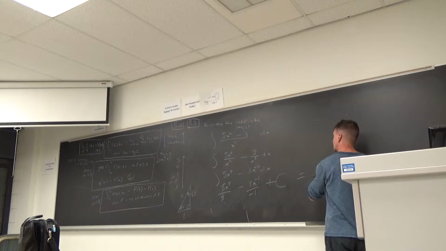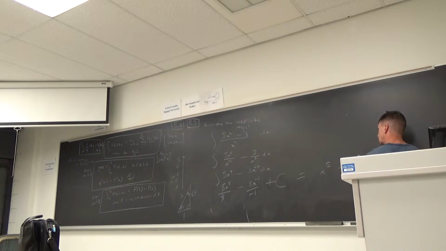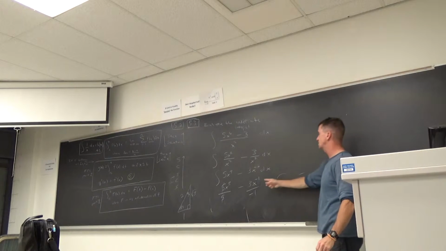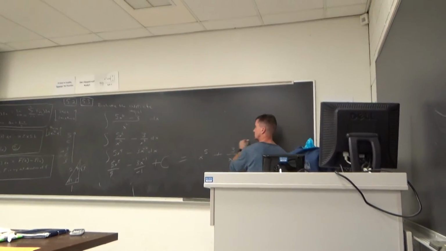X to the 5th. Plus, that minus and that minus means the what? Plus. That 3 is up top. And where can I move an x to the -1? Below. That's the best way to write it. If you want to combine these fractions, you can, but I would just leave it like this.